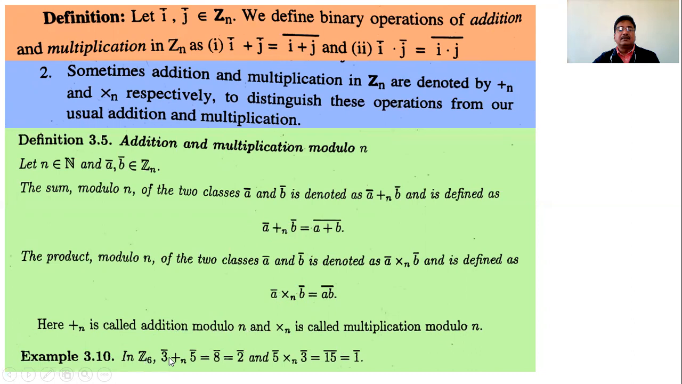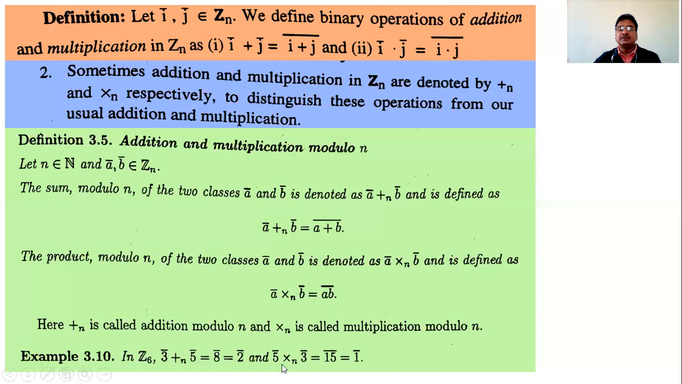So the first example is: in Z6, what is 3 bar plus 5 bar? Here we use the plus sign, or plus with suffix 6, because n is 6. So 3 bar plus 5 bar is 3 plus 5 bar, that is 8 bar. And what is 8 bar in Z6? It is 2 bar. If you divide 8 by 6, the remainder is 2. So it is 2 bar.